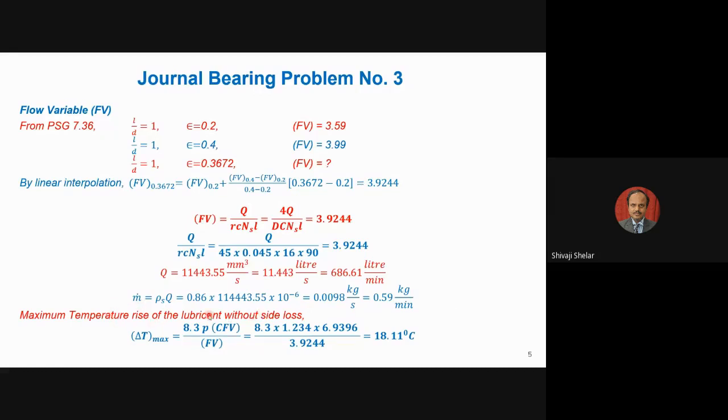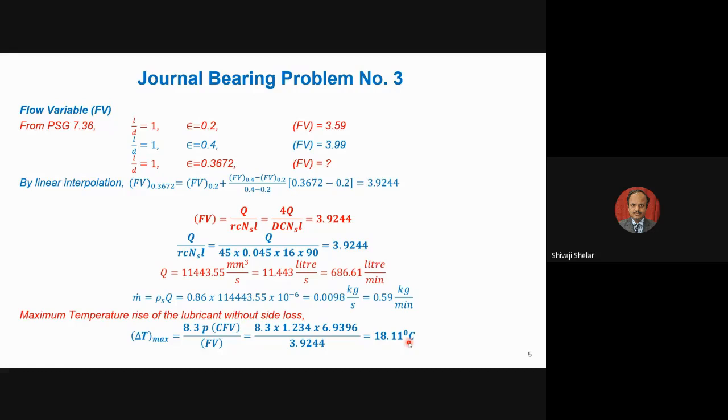The maximum temperature rise for the lubricant without side loss. Suppose this entire fluid is circulated there. If this entire fluid is circulated and there is no side loss, then the maximum temperature rise for the oil is equal to 8.3 into P into CFE upon FE here. So this comes out to be 18.11 degrees Celsius. This is the maximum temperature rise. If the entire oil is circulated and recirculated properly, then we have 18.11 degrees Celsius.